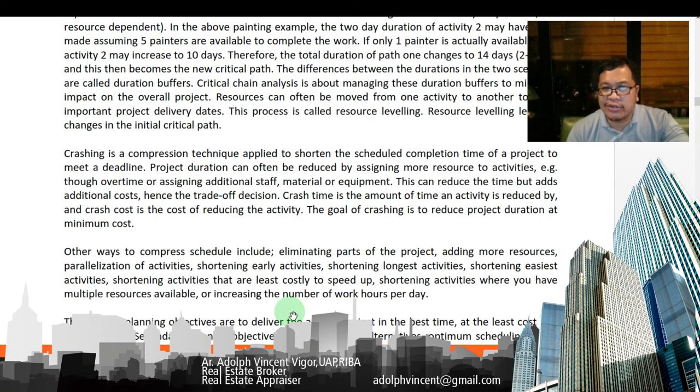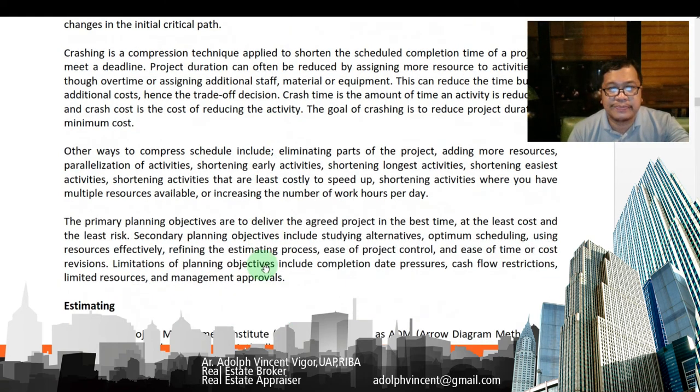So project duration can be reduced by assigning more resources to activities, for example, through overtime or assigning additional staff, material, or equipment. So this can reduce the time but adds additional cost, hence the trade-off decision. So crash time is the amount of time an activity is reduced by, and crash cost is the cost of reducing the activity. So the goal of crashing is to reduce project duration at the minimum cost.